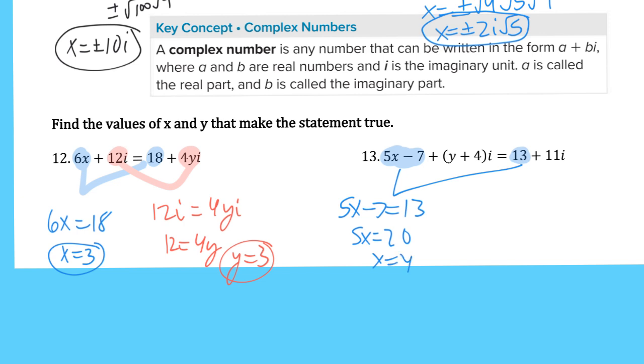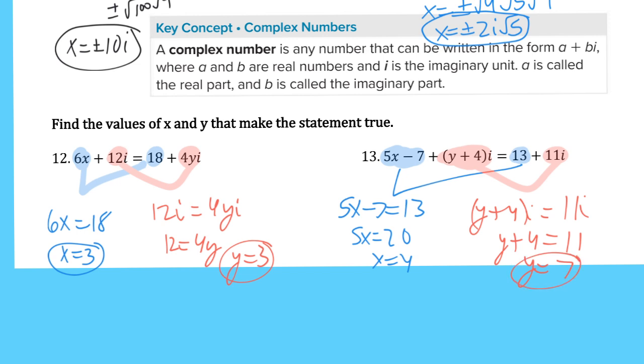And then if you set the imaginary parts equal to each other, then you set this equal to this over here. And again, we can solve it. Divide both sides by i, you get y plus 4, and that's an i, equals 11i. And you get y plus 4 is equal to 11. Subtract from both sides, and y is equal to 7.